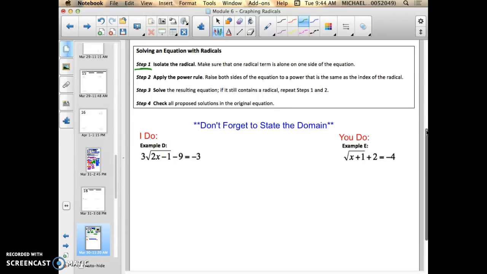Then after that, you apply the power rule, raise both sides of the equation to a power that is the same as the index or the root of the radical.